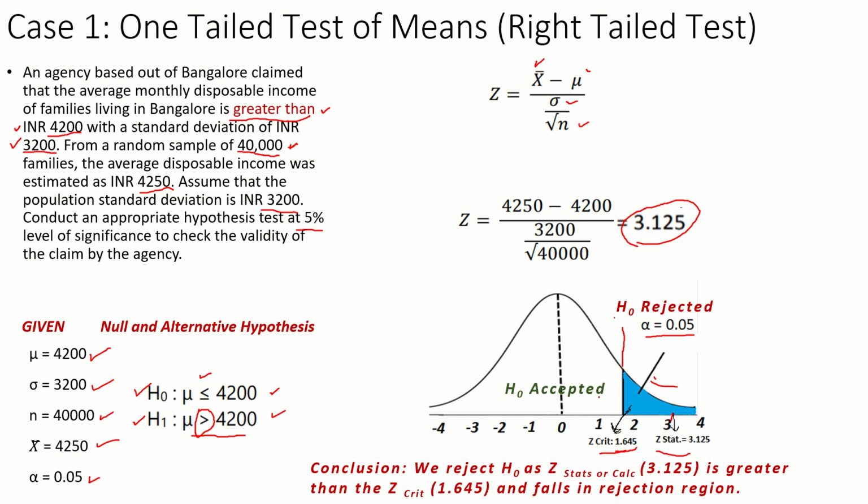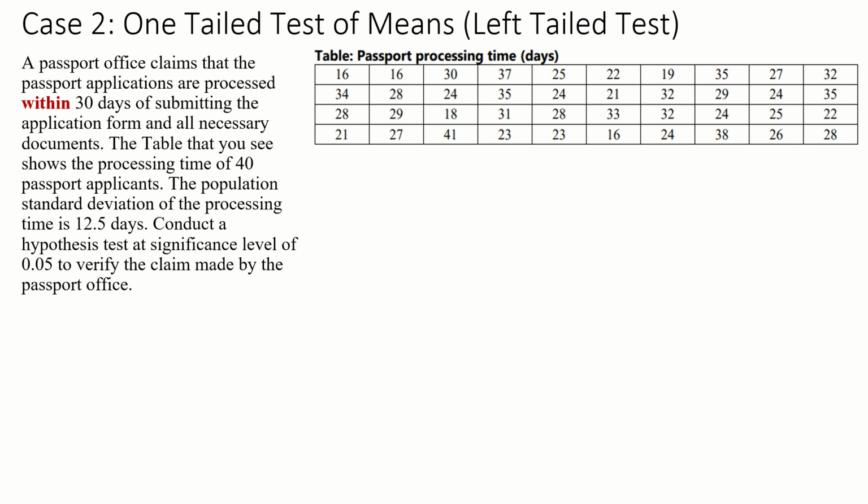So let us discuss another case, a left tail test. A passport office claims that passport applications are processed within 30 days of submitting the application. Let us understand this once again, because it is very important for building the null and alternative hypothesis. What is the claim? The claim is within 30 days of submitting, so the claim is less than 30 days.